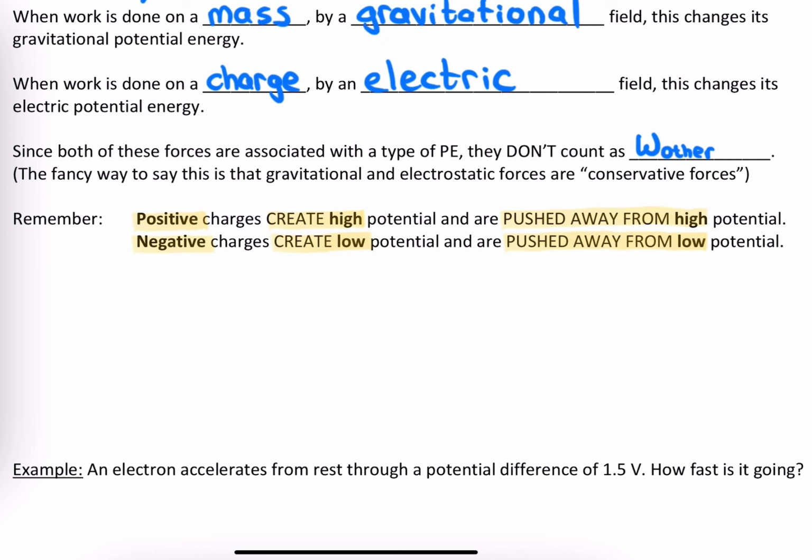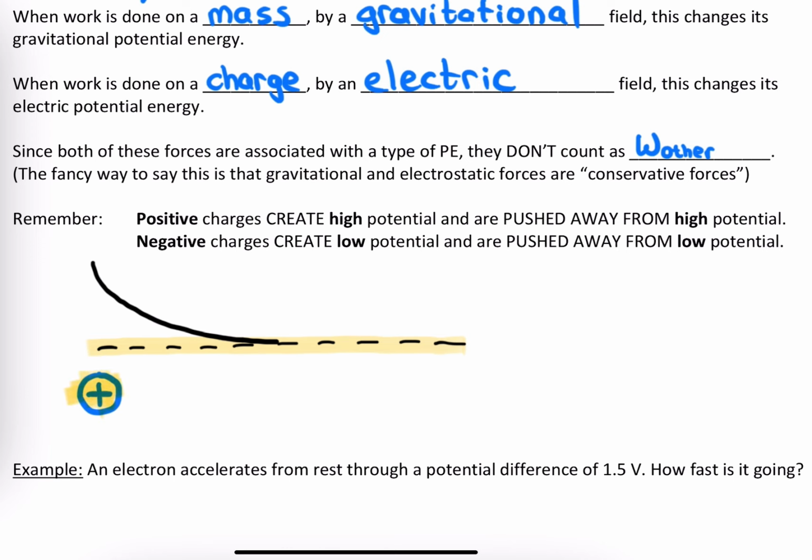Let's do a bit of a diagram to sort of illustrate this. So normally in an area, if I have no charge, the potential will just be flat. The potential will be the same everywhere. But if I introduce a positive charge somewhere in that area, it will cause the potential around it to go high. Remember, positive charges create high potential. So whereas this potential was just a nice flat line before, when I introduce this positive charge, the potential around it suddenly gets really high.